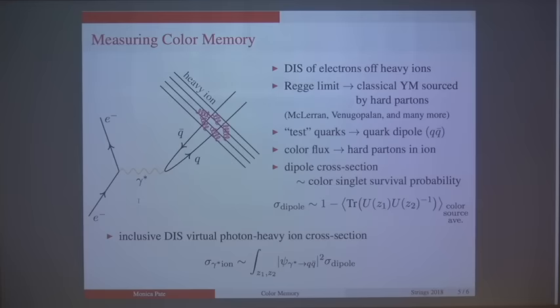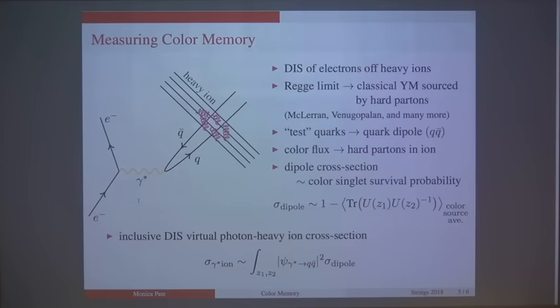And finally, I'd like to mention how this classical color memory effect may be amenable to experimental investigation in deeply inelastic scattering events of electrons off heavy ions in the Regge limit. The basic idea is that the electron probes the heavy ion by exchanging a virtual photon. This photon splits into a singlet quark-antiquark pair, or quark dipole, which plays the role of the test quarks, and traverses the heavy ion, which is highly Lorentz contracted and plays the role of the color source.